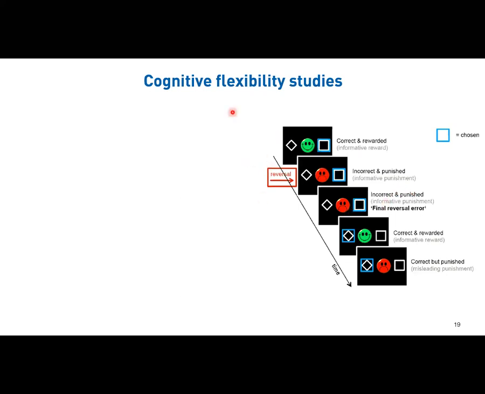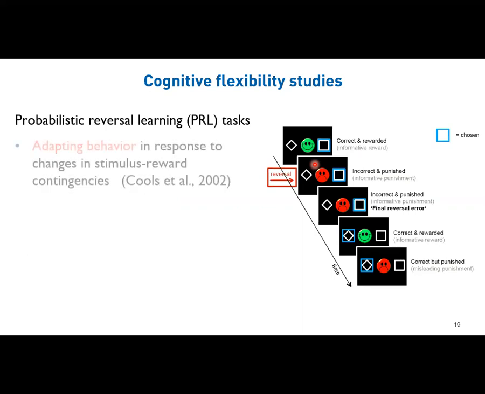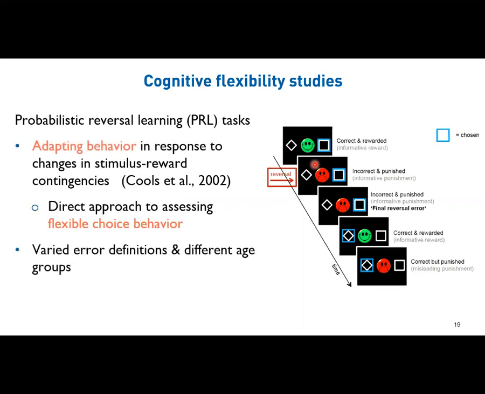Okay, and the task, I don't even have to explain, I guess. There are two choice options. You make a choice and you see the feedback. This is not monetary, so this is like positive or negative smiley faces.